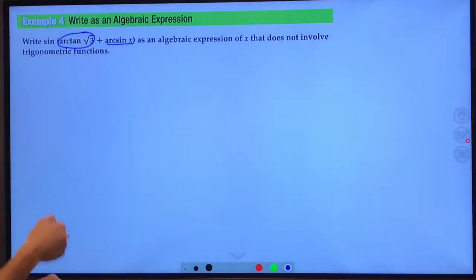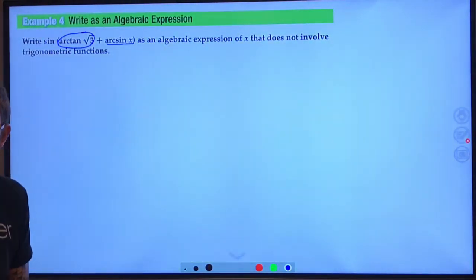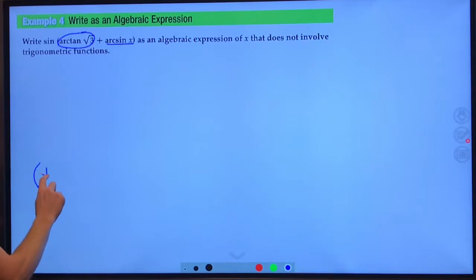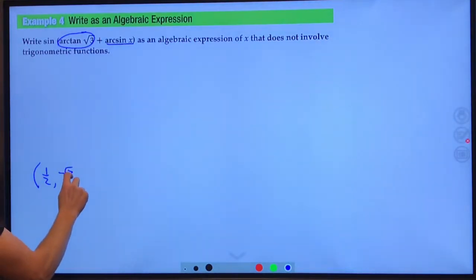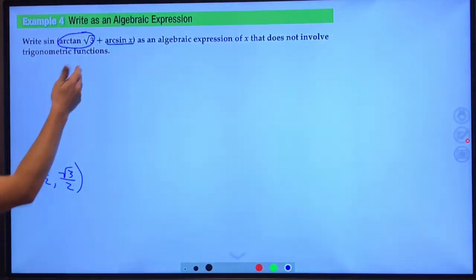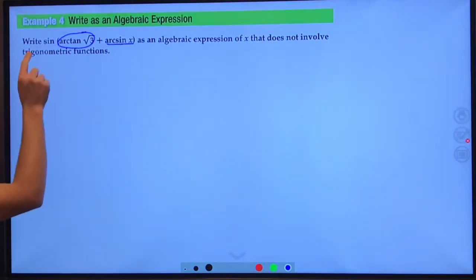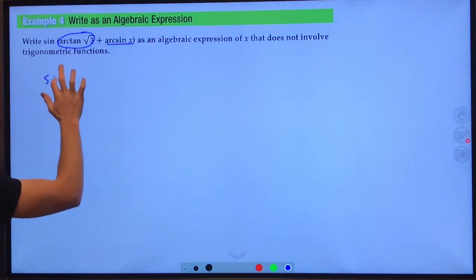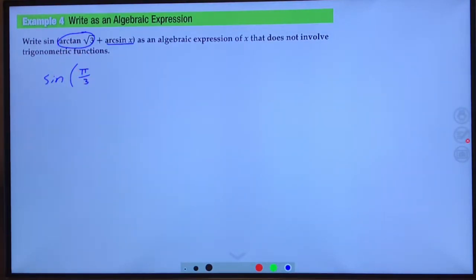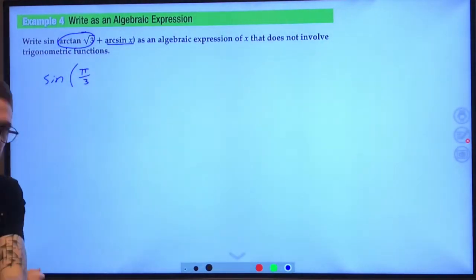I know that arctangent root 3 is pi over 3. I know it because I know pi over 3 relates to the point 1/2, root 3 over 2, and if I take sine divided by cosine, I get square root of 3. So this is really sine of pi over 3. I'm already starting to make that look a little bit better. Over here, arc sine of x, that's a little bit more tricky.